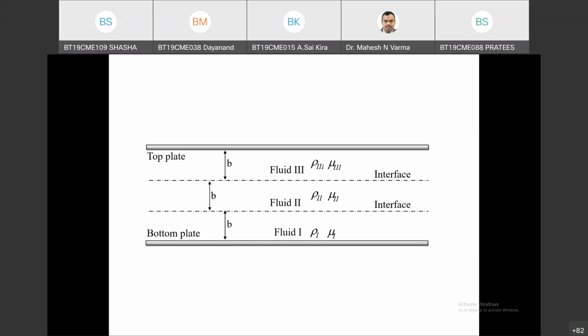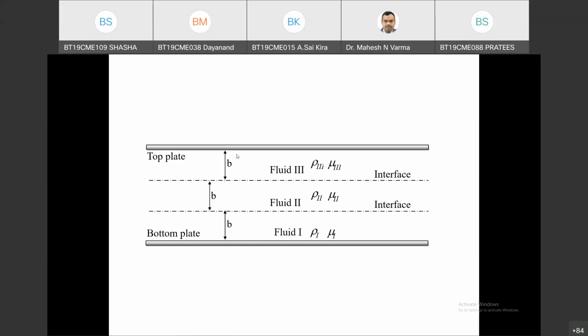There are three immiscible fluids: fluid 1, fluid 2, fluid 3. The densities are rho 1, rho 2, rho 3, and viscosities are mu1, mu2, mu3. The flow rate of this fluid is adjusted such that every fluid occupies 1/3 of the space between these two parallel plates, the top plate and the bottom plate. The space between the plates is equally shared by all three fluids.